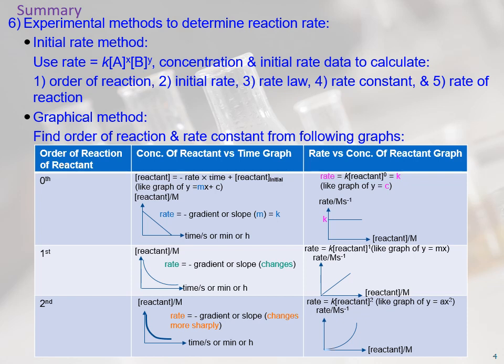When the order of reaction of a reactant is 2, its concentration against time graph is a curve with negative gradient or slope since the reactant is consumed over time. The gradient starts off steeper than the corresponding graph for a first-order reactant, then becomes less steep over time. For a second-order reactant, its rate against reactant concentration graph is a curve with a positive gradient. An increase in reactant concentration brings about a more rapid increase in the rate.